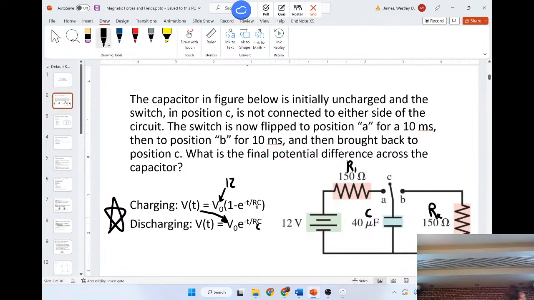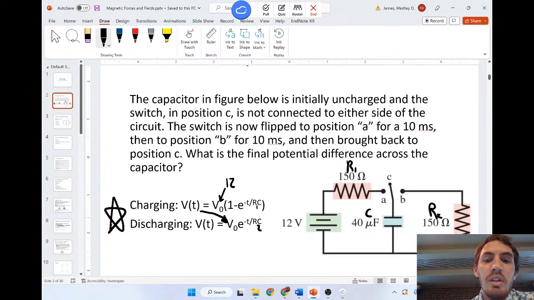The V0 in the discharging case will be whatever you calculated from the charging. Plug it in. T is going to be the time it discharges for. R is going to be 150. C is going to be 40 microfarads. So that's how you're going to solve this problem.